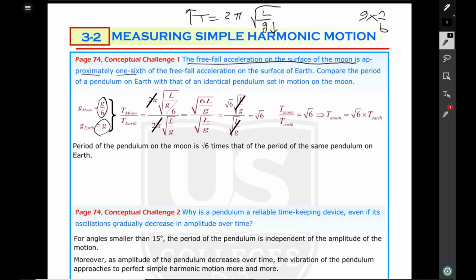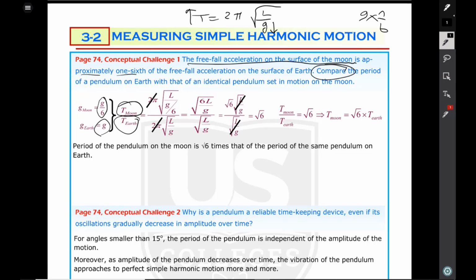Compare the period of the pendulum. When the question says compare, you can compare the quantities by dividing them by one another. You are going to calculate the ratio. So I'm going to divide the period on the moon of this pendulum by the period on the Earth of this pendulum. I will find the ratio: which one is greater, which one is smaller, by what factor greater, by what factor smaller. I can get it.